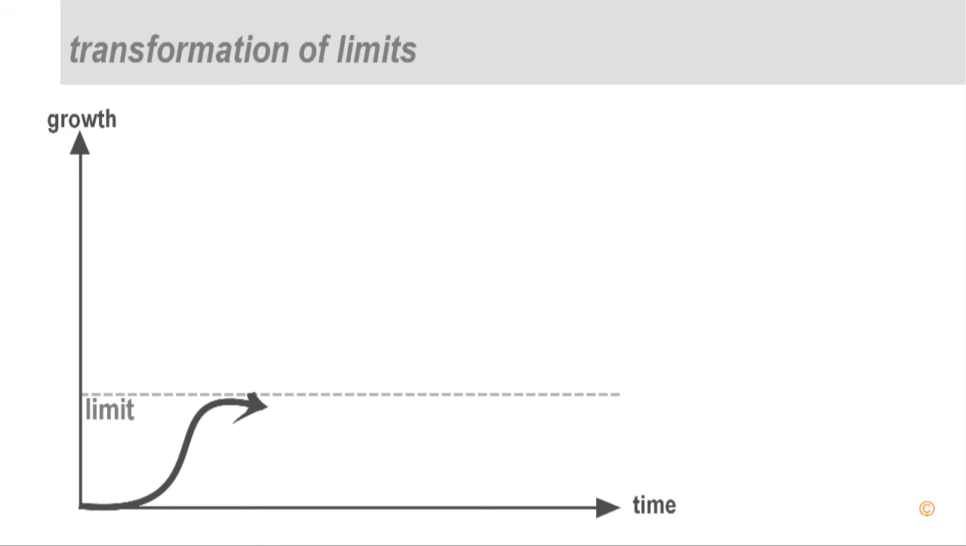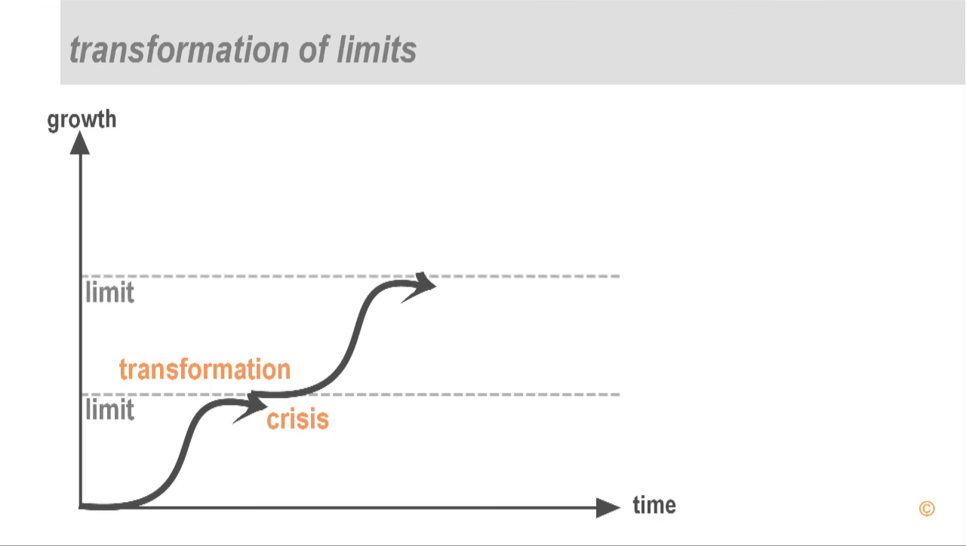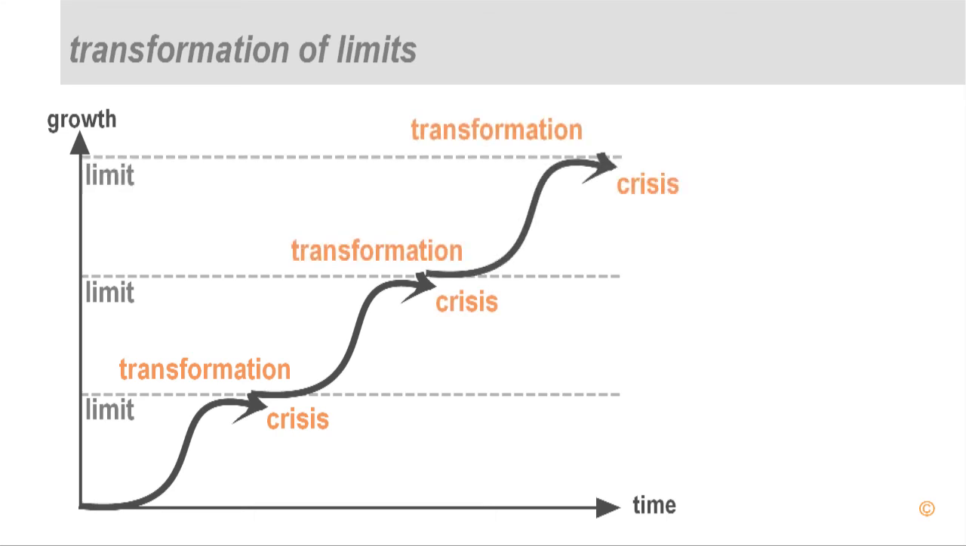Typically, as limits are being reached, there is a crisis situation starting. Things get a bit difficult, and there are signposts that we need to change and transform the system to allow the system to carry on growing in time. That new behavior will reach new limits in time, with a crisis necessitating a transformation, and so on.